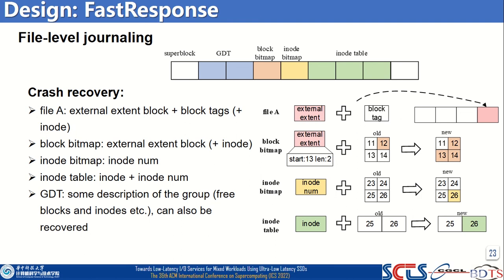The external extent indicates that blocks number 13 and 14 are used, so we need to set the 13th and 14th bit of the block bitmap. Inode bitmap can be recovered using the inode number. The recovery is similar to the block bitmap. Inode table can be recovered using the inode structure and the inode number. New inode structure can be updated. GDT includes some description of the block group, such as the free blocks and inodes, and can be recovered using the new information of the block bitmap and the inode bitmap.